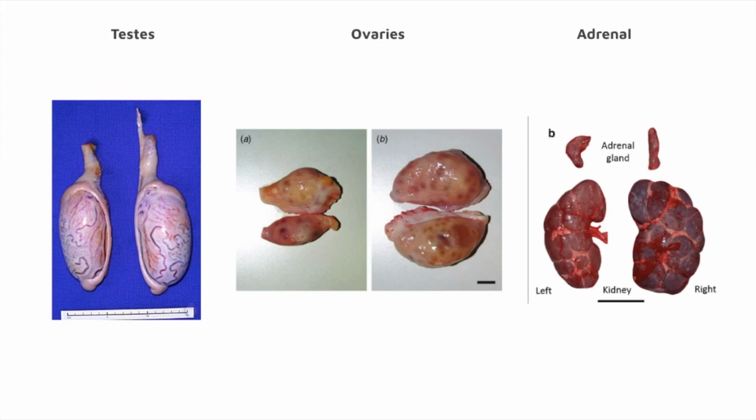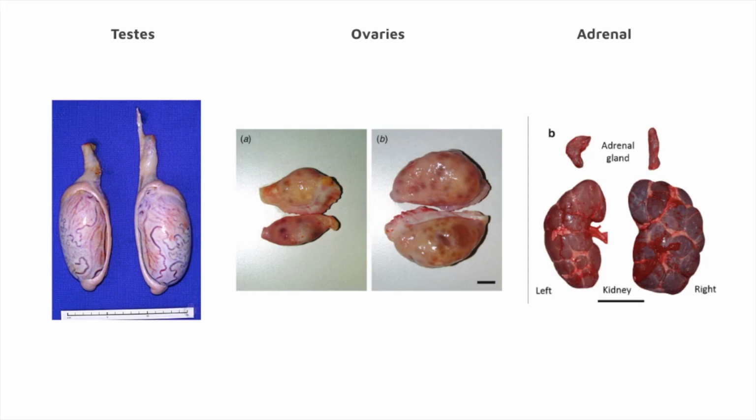The testes, which are also part of the reproductive system, are located only in males inside the scrotum. They secrete the hormones testosterone and inhibin. They also produce sperm, the male gamete. The ovaries, the female counterpart of the testes, are located on the left and right side of the uterus. They secrete the hormones estrogen and progesterone. They also produce oocytes/eggs, the female gamete.